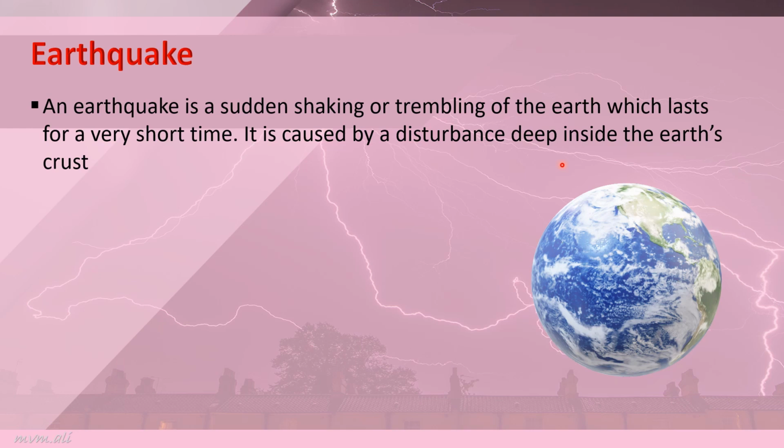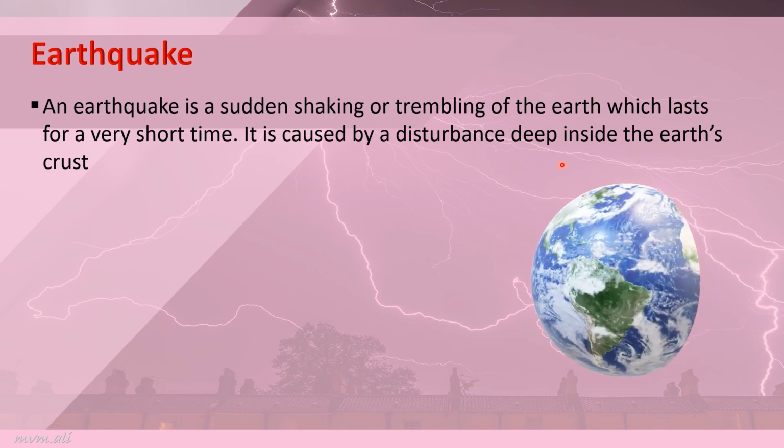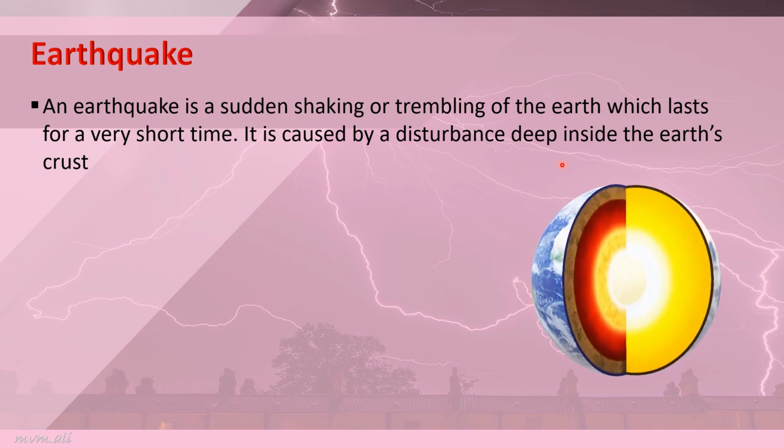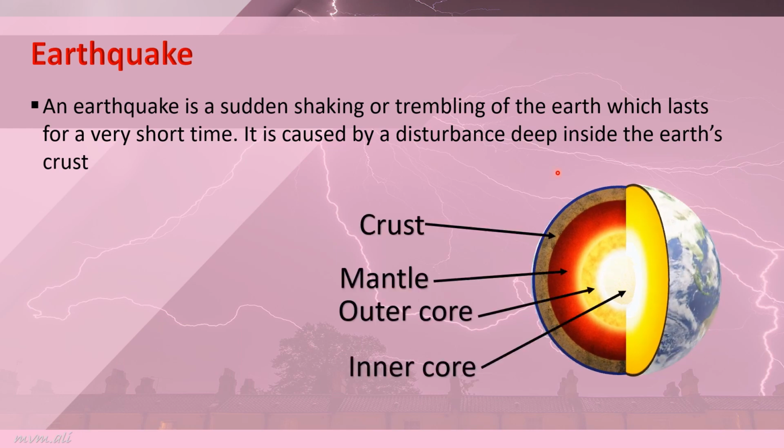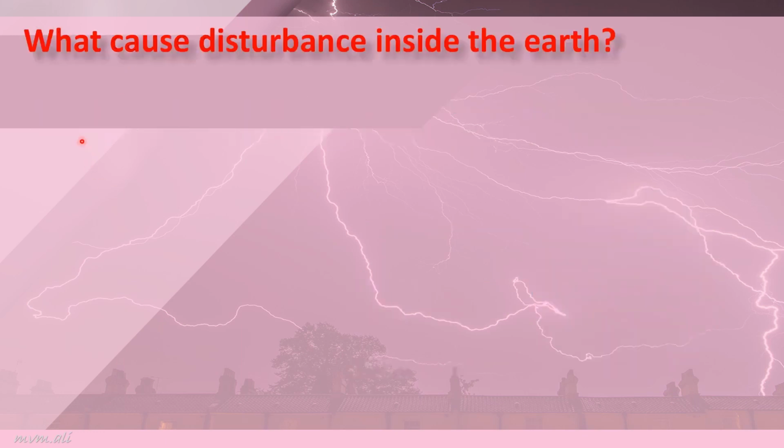This is the structure of inner earth. You can see earth has different layers. This is the first top layer which we are seeing, that is crust. So if there is any shaking or trembling that occurs inside this portion, then that shaking is called an earthquake. Under this crust, mantle is there, then outer core, then inner core. This is the structure of the layering inside the earth. Clear? What caused disturbance inside the earth?